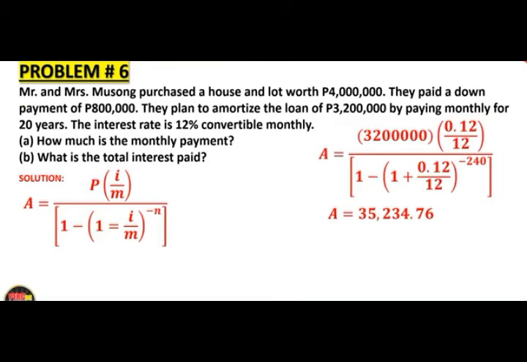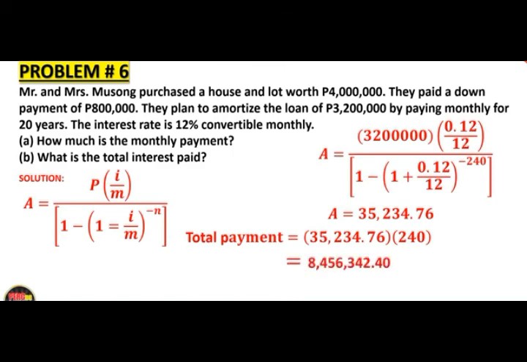Now, the other question is what is the total interest paid? So we have now solved question number A. Now, let us solve question number B by using the amount we solved in letter A. So, the total payment is 35,234.76 as the monthly payment times the total number of monthly payments made, that is 240. So therefore the total payment is 8,456,342.40 pesos.